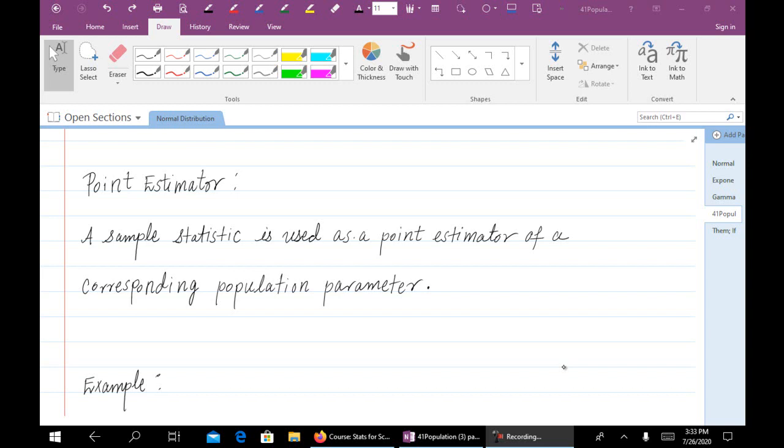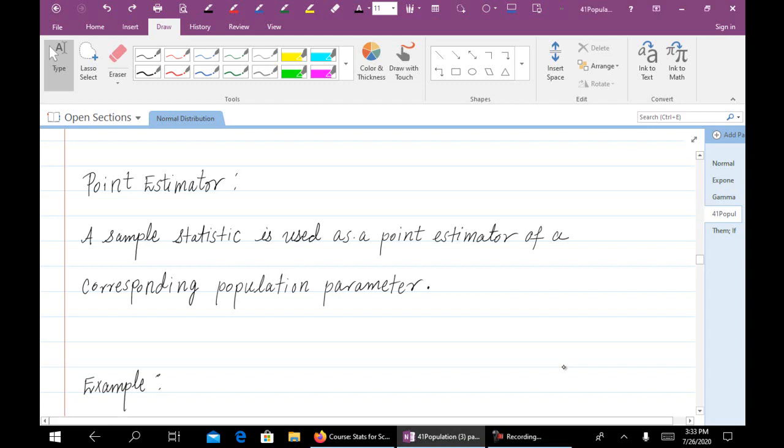Let's define a point estimator. When you have a sample statistic, it is used as a point estimator of a corresponding population parameter.